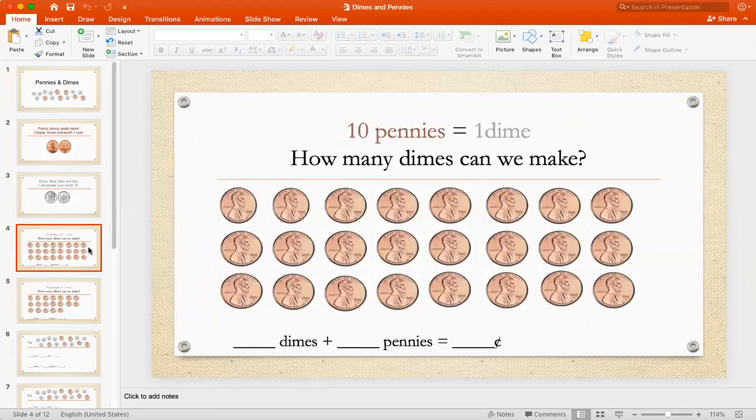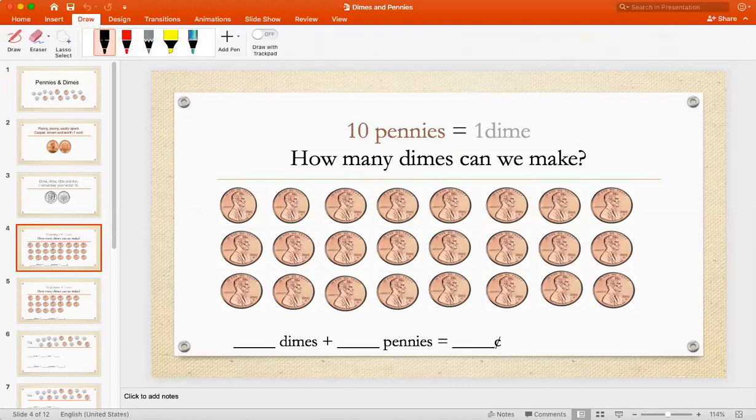Now it says 10 pennies equal 1 dime. How many dimes can we make? Well, this is very similar to the activities that we've been doing in math recently. And we are going to count and mark until we get groups of 10 and see how many tens or how many dimes we can make. All right, I'm going to go ahead and start.